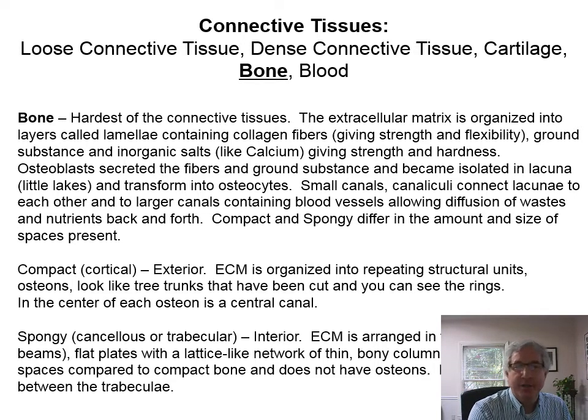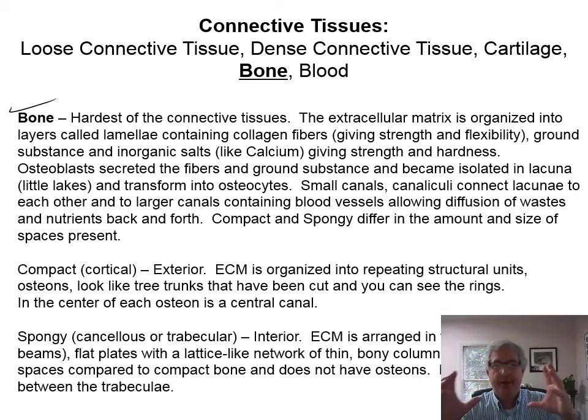Okay, so what is bone? Well, bone's a connective tissue. It's the hardest of the connective tissues, obviously, as you know. You can knock on it, and it's very hard. Extracellular matrix is organized into layers called lamellae. Instead of having parallel bundles of things, you have actual layers, and we'll show you what these look like. And each layer is called a lamella.